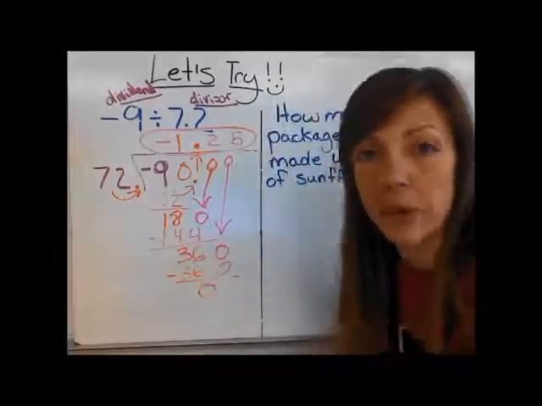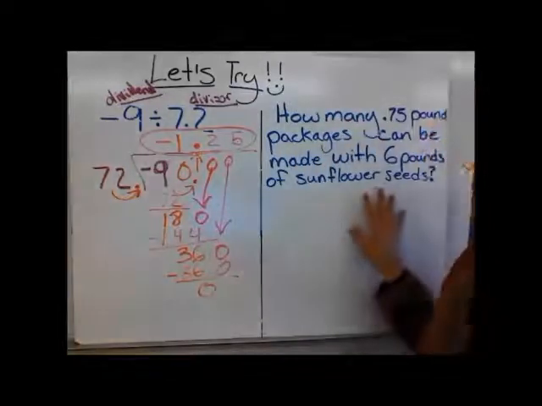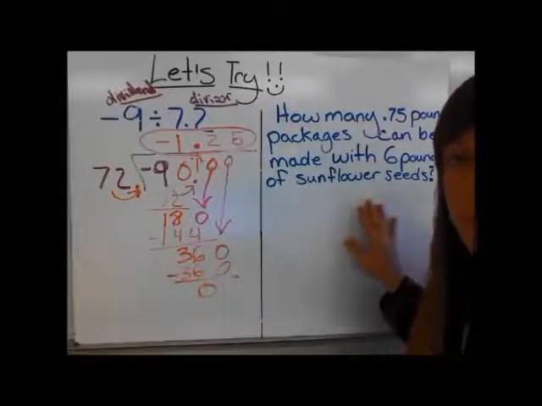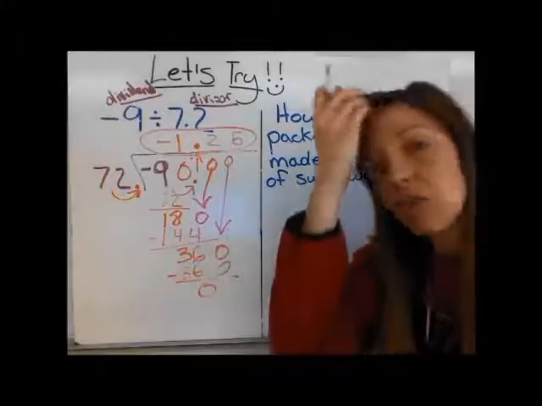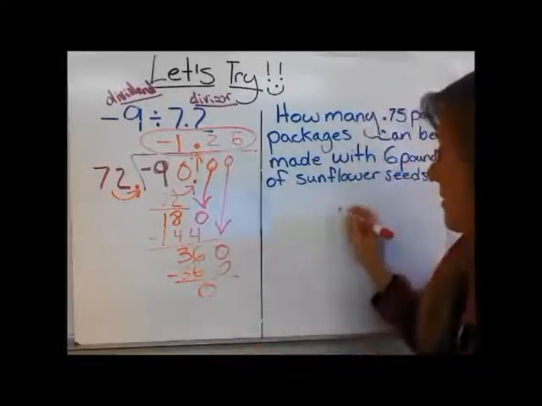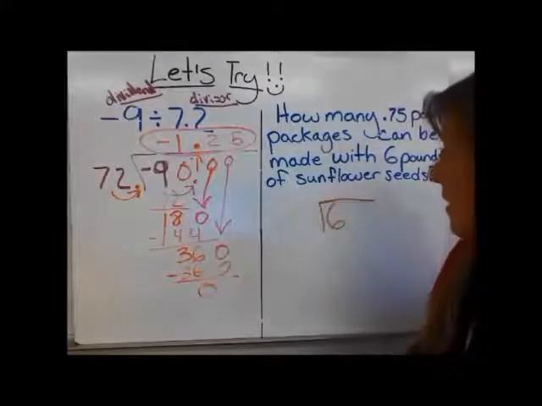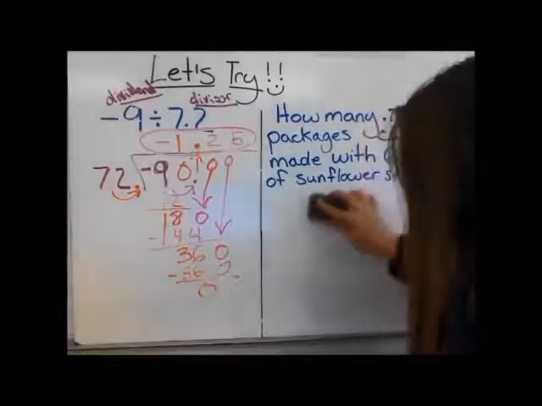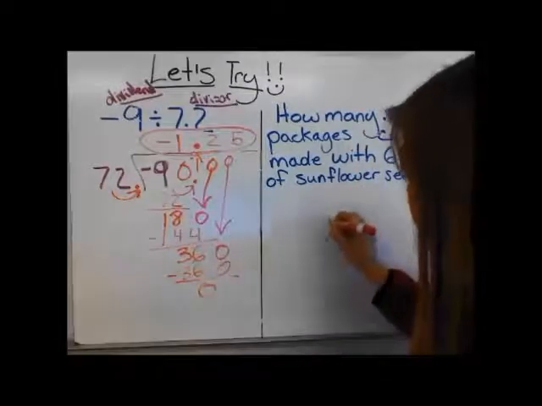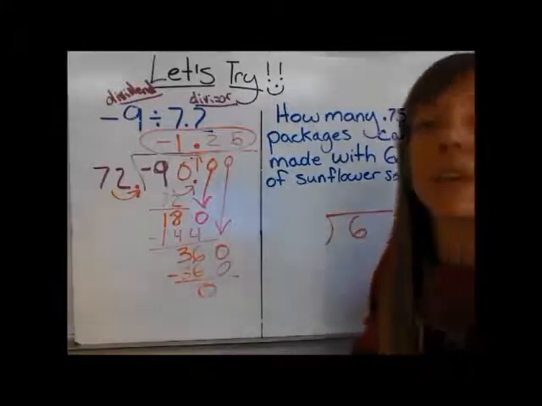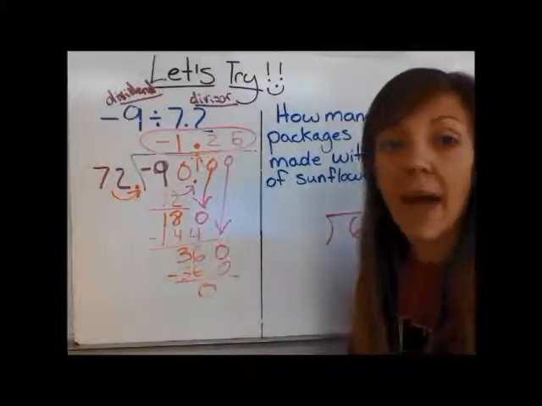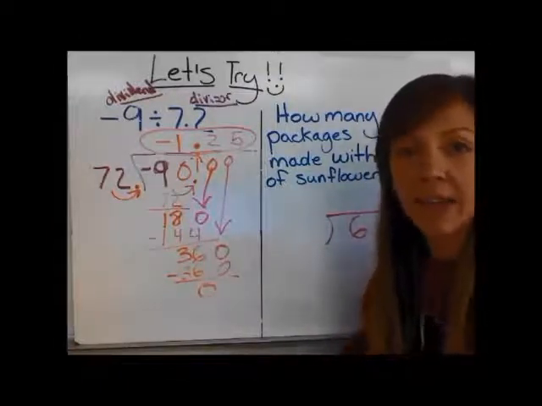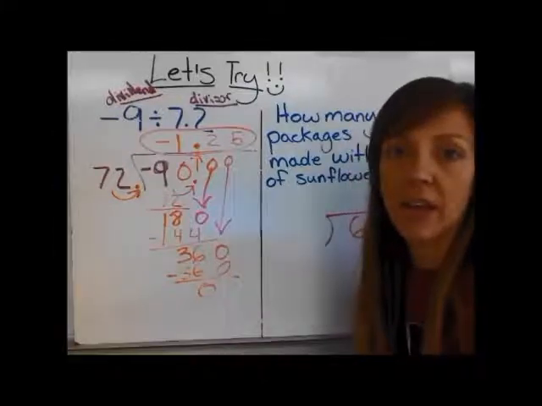Let's take a look at a real-world problem. How many 7/500 pound packages can be made with 6 pounds of sunflower seeds? Okay, so I want to divide 6 pounds of sunflower seeds. 6 is going to be my dividend, divided by 7/500 pounds. I want to see how many times I can get 7/500 out of 6.